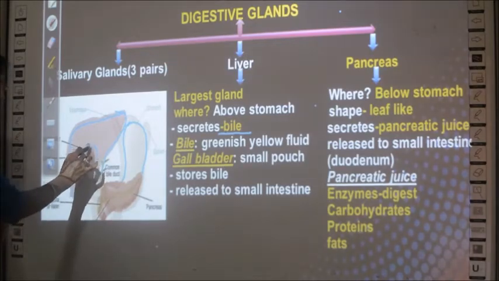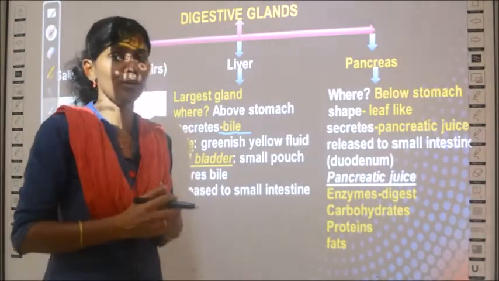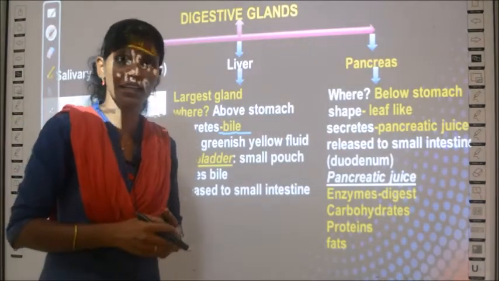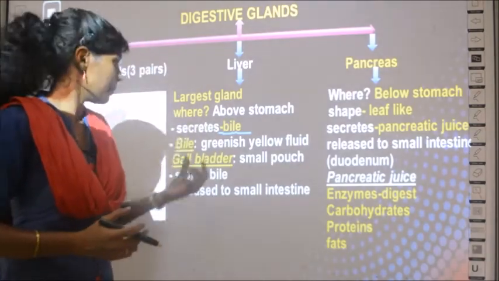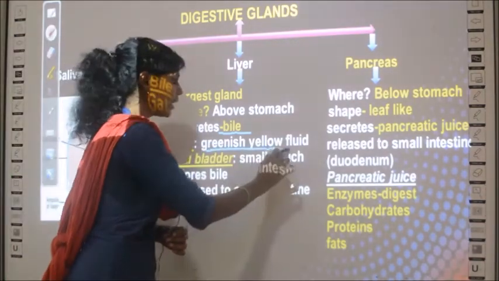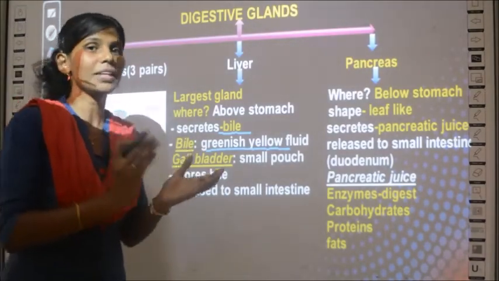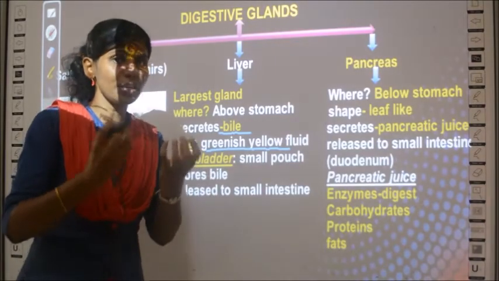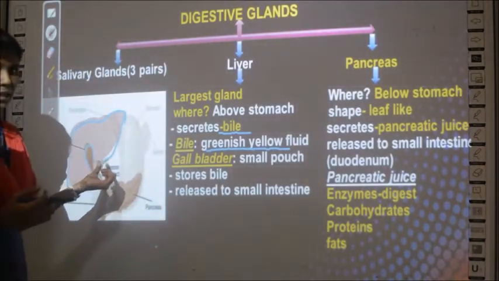So this is the gallbladder. Bile is a greenish yellow fluid. Usually saliva is colorless, right? You do not call it white, you call it colorless. But this bile is yellowish green in color. What is the color of bile? Yellowish green in color. So what happens? The liver secretes bile. It is a yellow green fluid, and where is the bile? It is stored in this gallbladder.